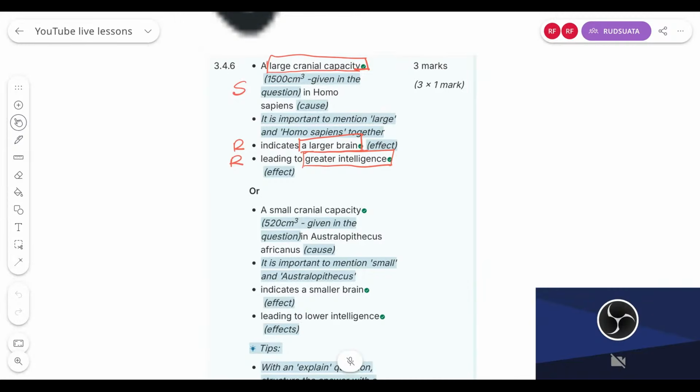Or if you wanted to answer in the opposite, which I wouldn't always suggest as a go-to, but that's okay. It says a small cranial capacity indicates a smaller brain and lower intelligence. And that's because you are talking about Australopithecus this time. And you're saying small capacity equals small brain equals lower intelligence. And that's how you always structure, once again, an explain question, as well as with your reasons.